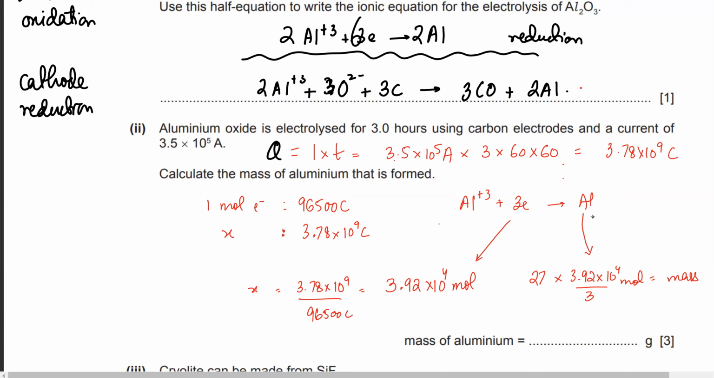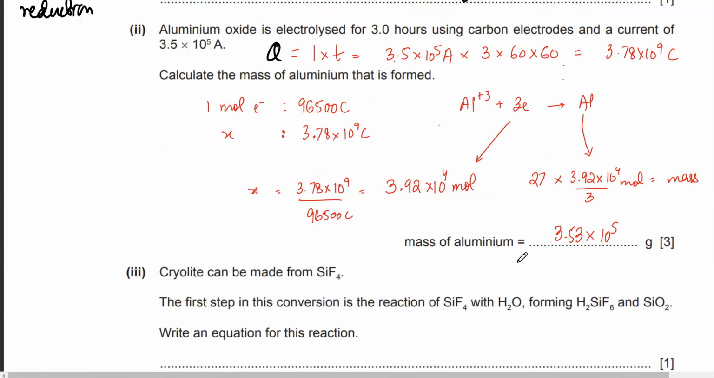So it's 3.53 into 10 to the power 5. So that's your mass.